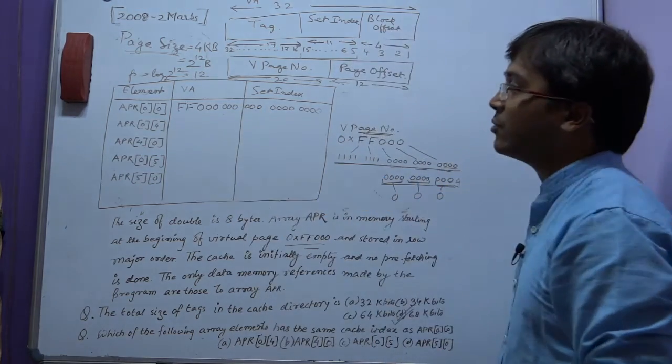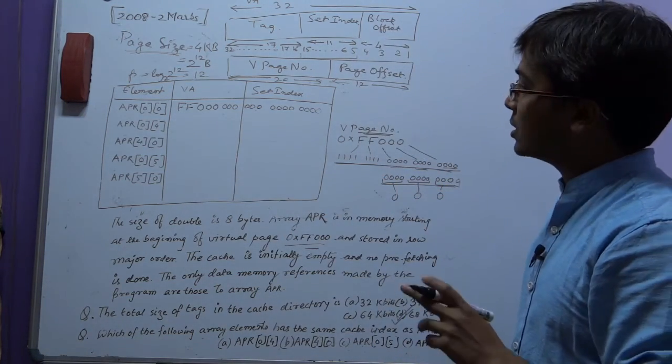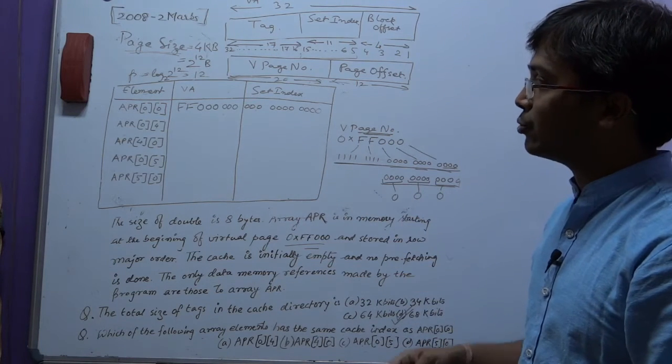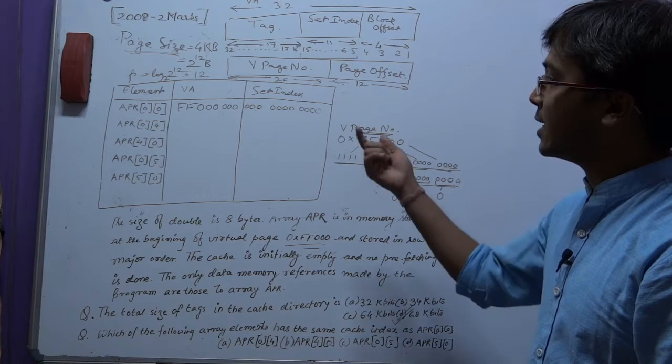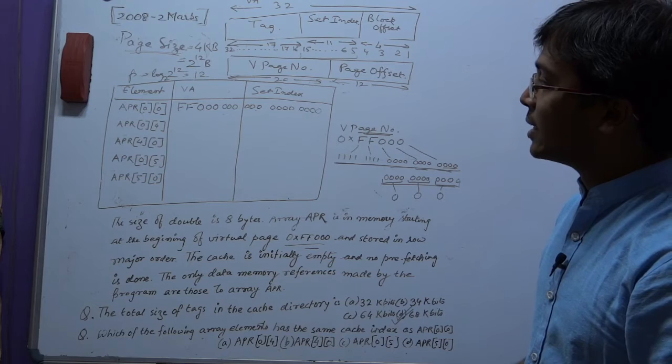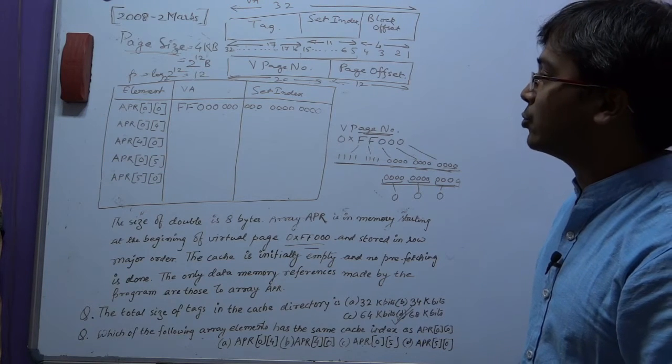This is set index of APR00. Now this is the same procedure that would apply for all the other 4 elements. We would first calculate the virtual address, and then we would find out the set index of each of the elements. Now let us find out the virtual address of APR04.